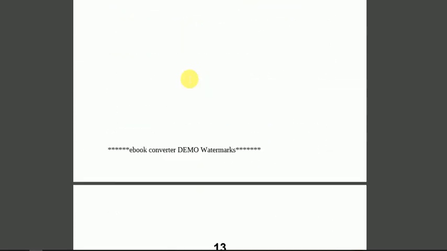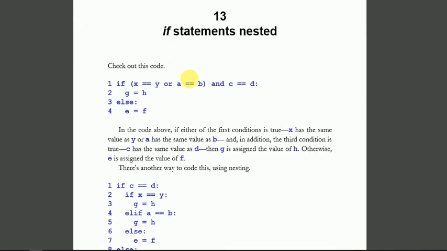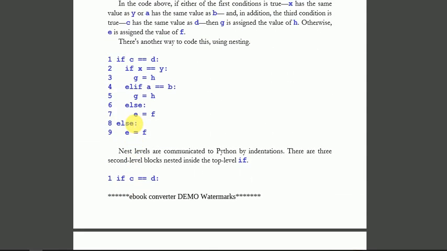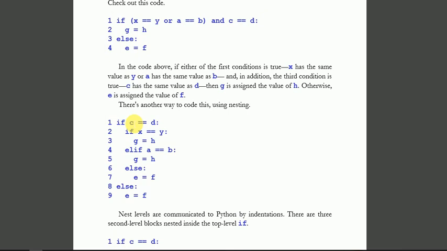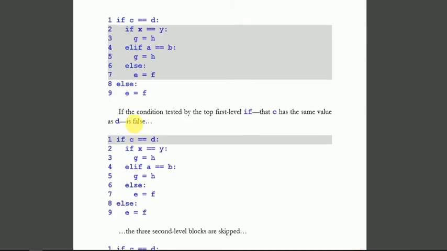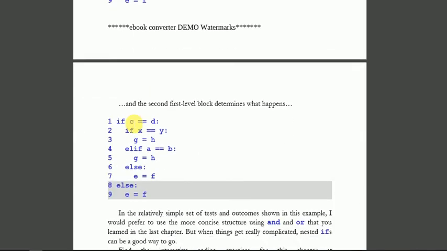I am going to explain you chapter number 13. If statement nested, right? So what does nested mean? Nested means multiple ifs and multiple elif or multiple else statements, right? If x equals to y or a equals to b and c equals to d, then g equals to h, else e equals to f. Here they are just giving you a bookish statement. In real life I have showed you in chapter number 6 how we can run a nested if statement, so I'm not going to explain it again. I've used multiple else if statements, right?